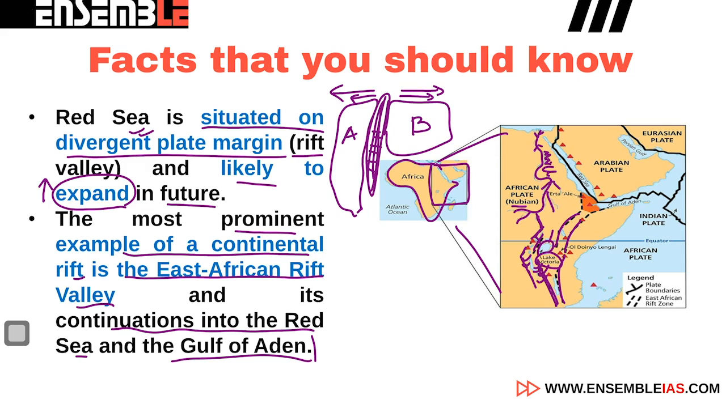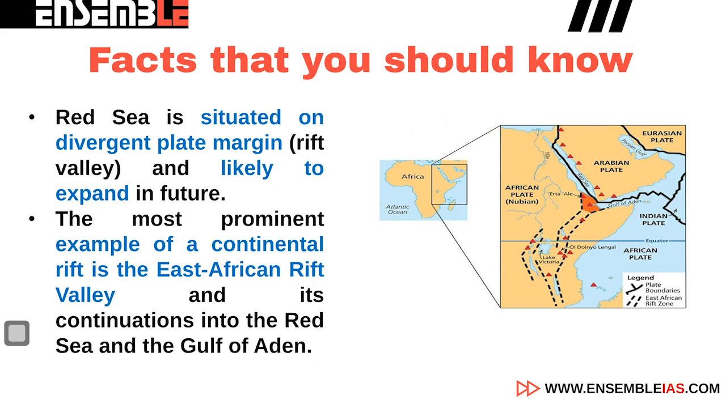Now moving towards our original topic of the divergent plate margin, let's understand what exactly divergent plate margins are. So this is the East African Rift Valley, and it is being extended into the Gulf of Aden and also into the Red Sea. And these plates are moving opposite to each other.